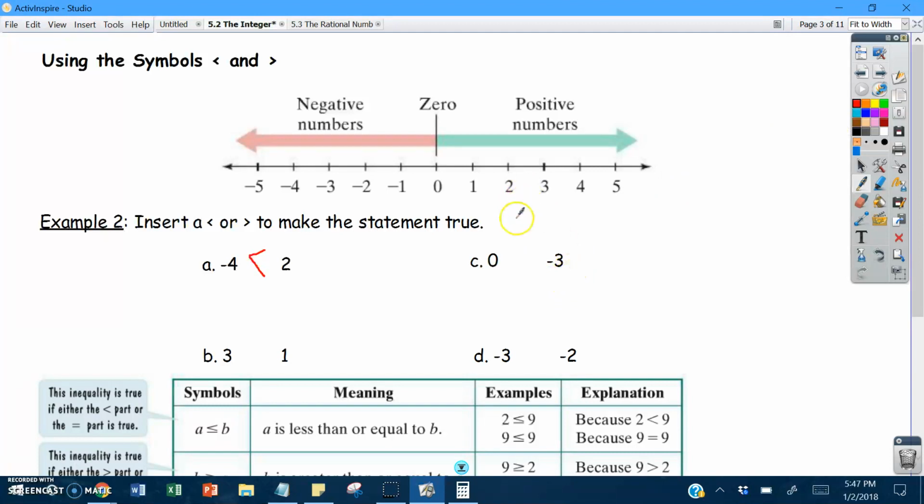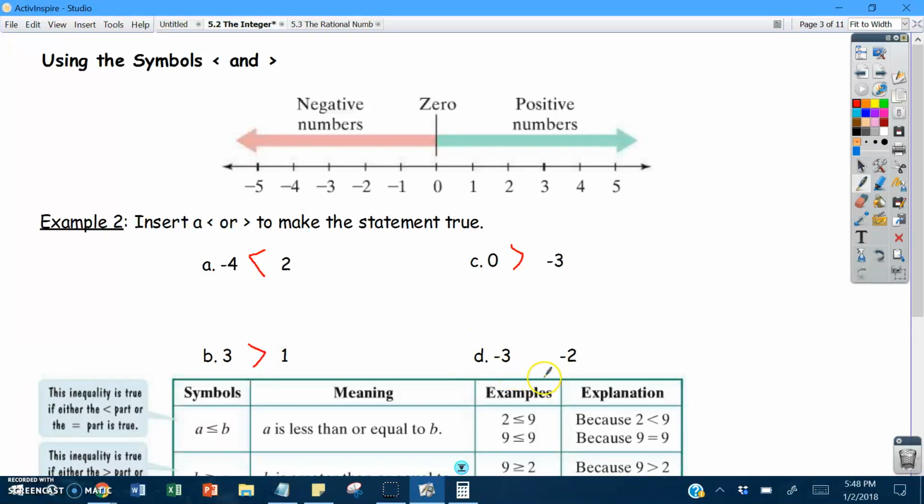Negative numbers are always less than positive, or in this case, we have 0 and -3. Well, 0 is here, -3 is to the left, so -3 has got to be less than, or we could say 0 is greater than -3. Oh, I did skip B. B is not bad. 3 is bigger than 1.